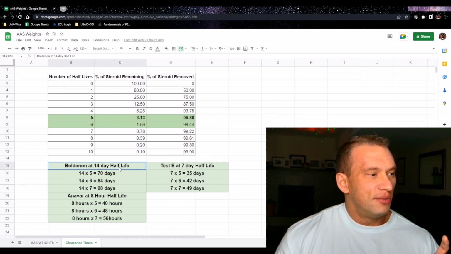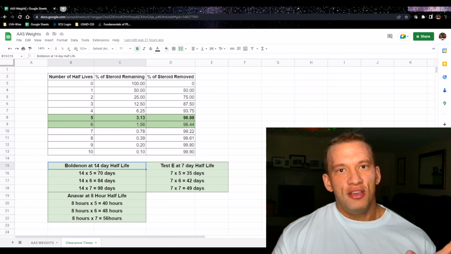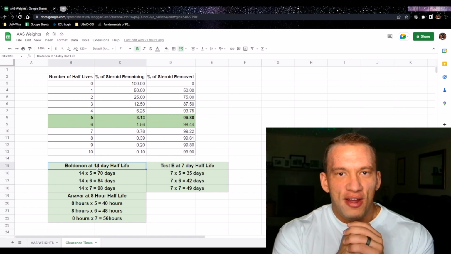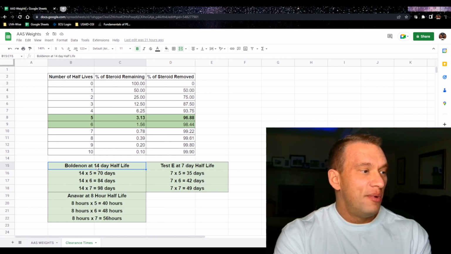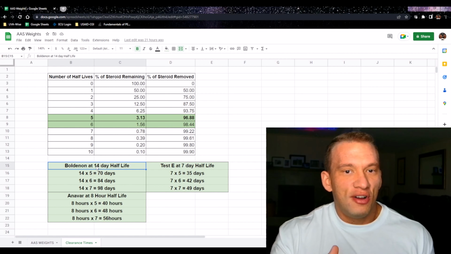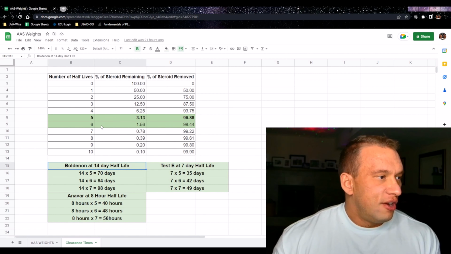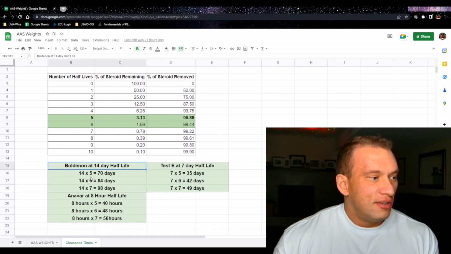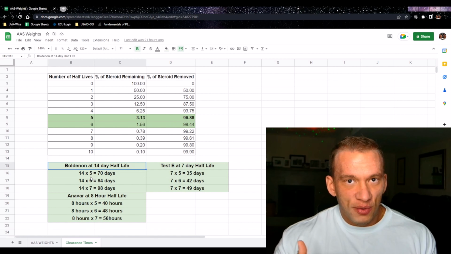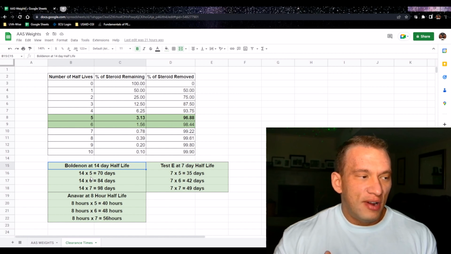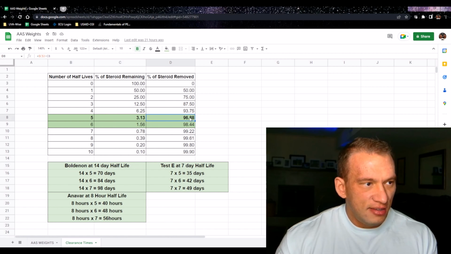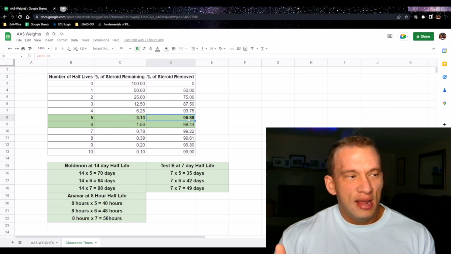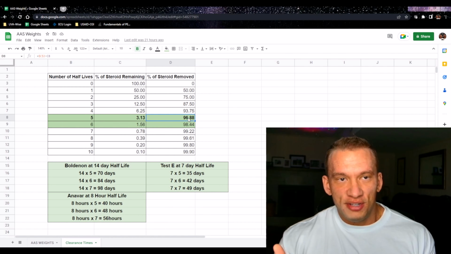So let's look at some examples. Boldenone, aka EQ. Now, I'm not going to go on a rant about how I hate EQ, but we're going to talk about the half-life of it because it's got such a long half-life. Now, I put 14 days. It could easily be longer depending on the person. So looking at the chart, 5 half-lives. That means, what's its half-life? 14 days. Multiply that by 5, that's 70 days. So at 70 days, 96.88% of that steroid is going to be out of your system.